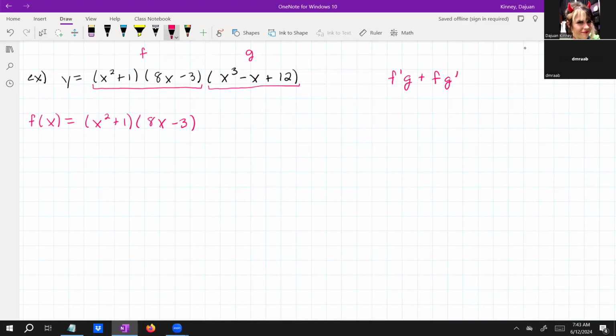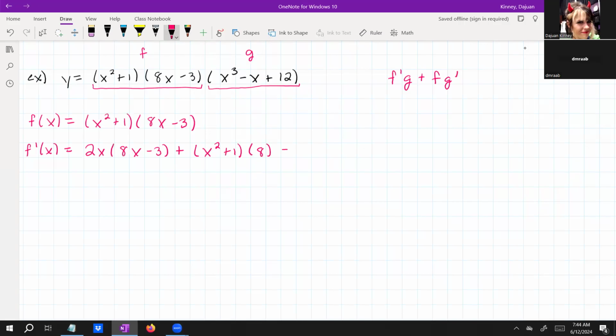So I'm going to temporarily pull out the f function. I'm going to find its derivative. We have to use product rule here. I'm going to do this in line because we already have enough things floating around. We don't need more. So derivative of the first is 2x times the second plus the first, x squared plus 1, times the derivative of the second, which is just 8.